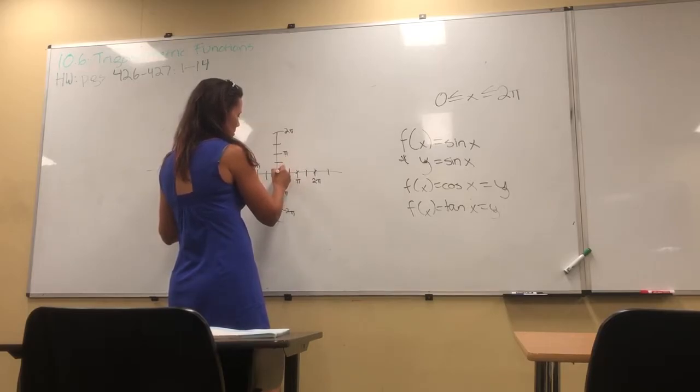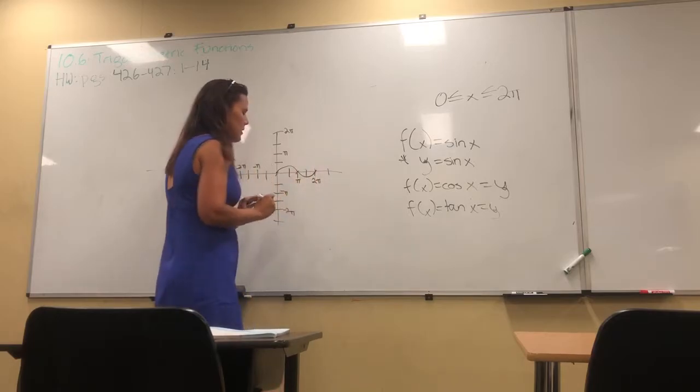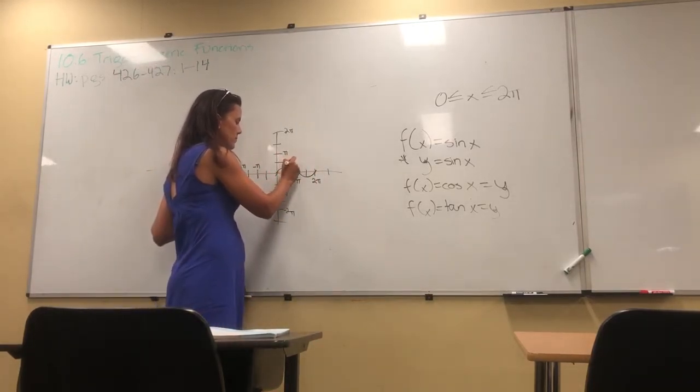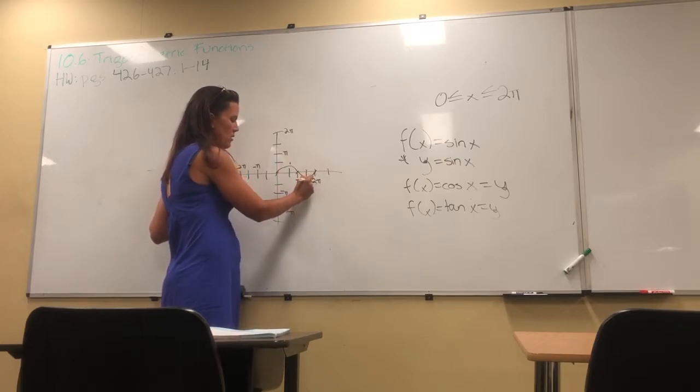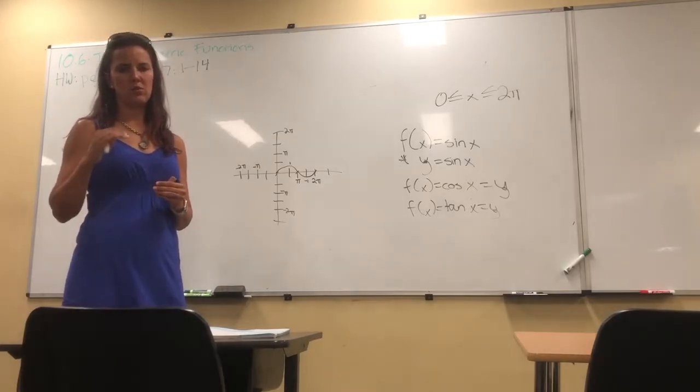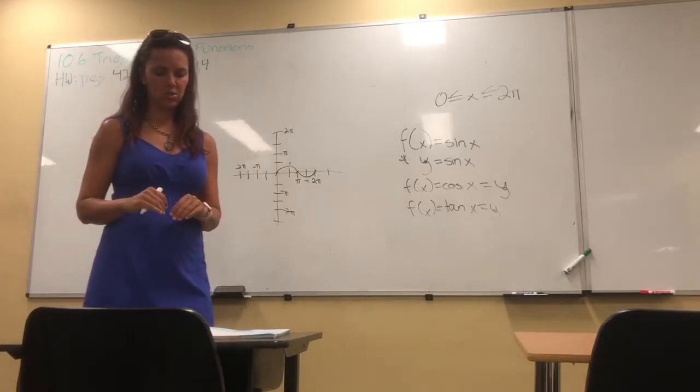Let's say it's somewhere over here. Okay? That's what it's going to look like. Your peaks here are going to be at 1 and -1. And your points where you cross the x-axis are going to be at multiples of pi. All of your sine functions are going to look like that.